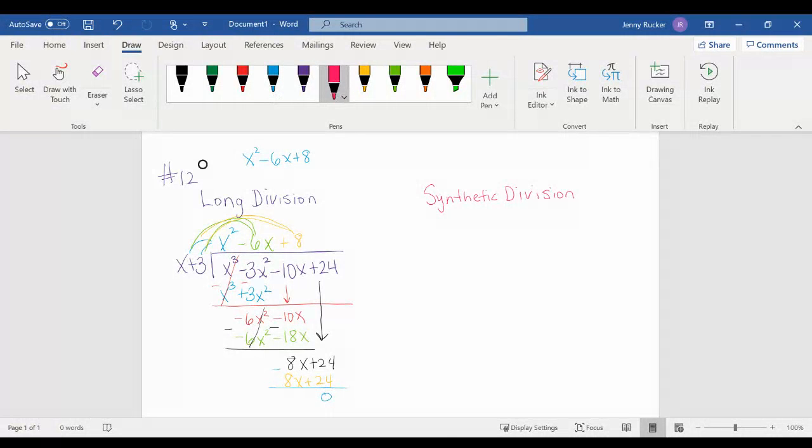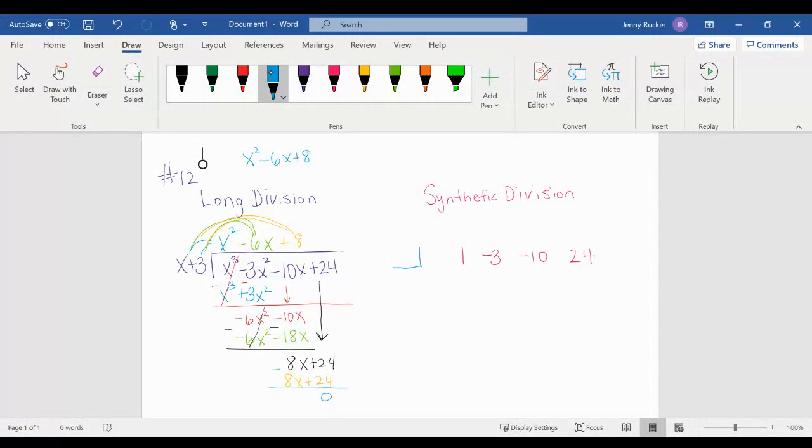Now we could do this using synthetic division. Synthetic division just uses the coefficients. So the coefficient of x cubed is 1. The coefficient of negative 3x squared is negative 3. The coefficient of negative 10x is negative 10. And our constant is 24. We will set up the x plus 3 using what I call a batter's box.